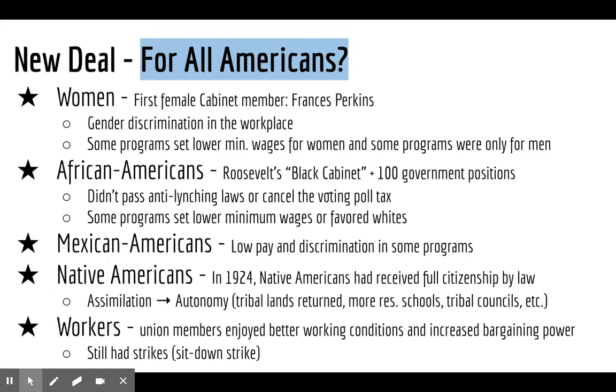However, in the New Deal, in the Great Depression, there was still a lot of gender discrimination in the workplace. Remember, some of these programs are helping workers, right? Some of these programs are setting a minimum wage. Well, some of these programs are setting a lower minimum wage for women. So it's good that they're setting a minimum wage, but they're just blatantly and openly discriminating against people based on their gender. Then some programs are just offered to men. So just completely, very obvious, some of these programs are only helping out men.